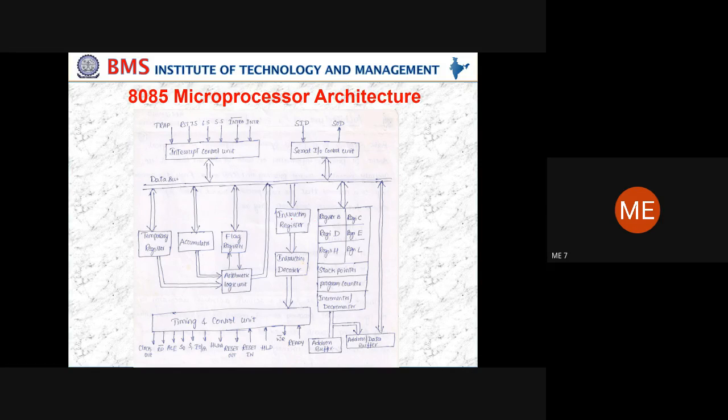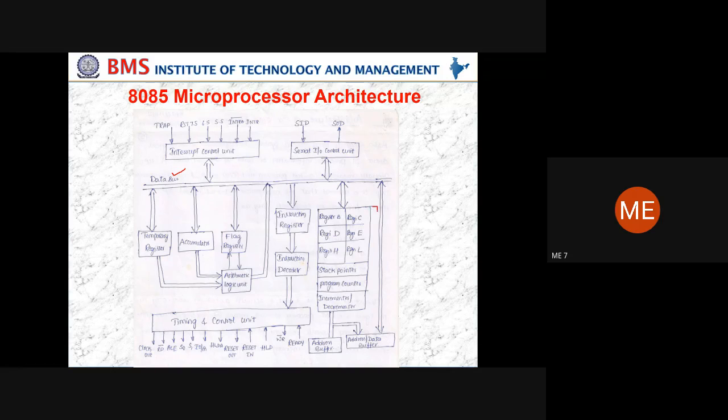Then you have the instruction register storing the addresses of the instruction. The instruction decoder decodes the instructions and gives them to the timing and control unit. The timing and control unit is the one which controls the whole of the activities of the microprocessor. All these are run through what is called the bus. As I said, we have different buses: the data bus, address bus, and control bus. Then you have the general purpose registers.